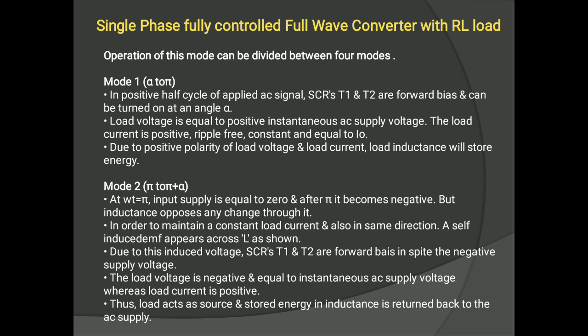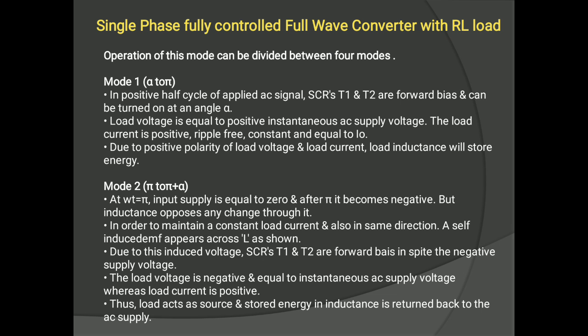In this mode, the positive half cycle is applied from the AC signal. Thyristors T1 and T2 are forward biased and turned on at an angle alpha. Now the load voltage equals the positive instantaneous AC supply voltage, or load voltage equals source voltage. The load current is positive, ripple free and constant, and that is equal to I0.